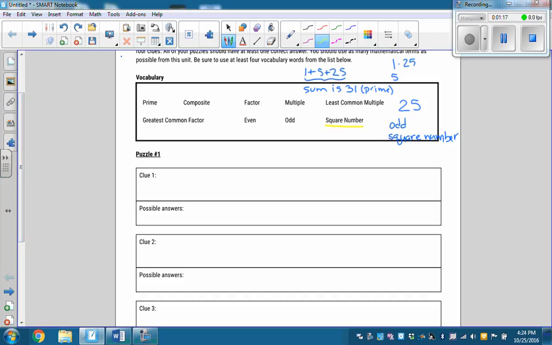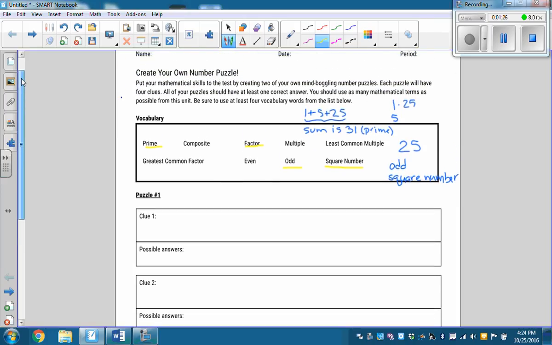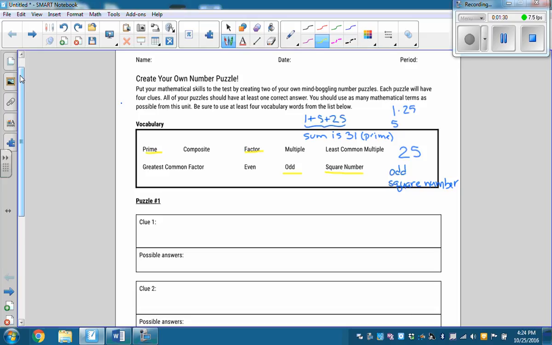So I know it's a square number. I talked about some of the factors. It's odd and it's prime. And in the homework when we looked at this today, put your mathematical skills to the test by creating 2 of your own mind-boggling number puzzles. So I have to create a puzzle, and each puzzle will have 4 clues. All of your puzzles should have at least 1 correct answer. My answer is going to be 25. You should use as many mathematical terms as possible from this unit, and be sure to use at least 4 vocabulary words. So I'm ready to go.